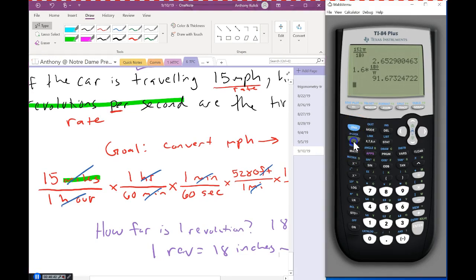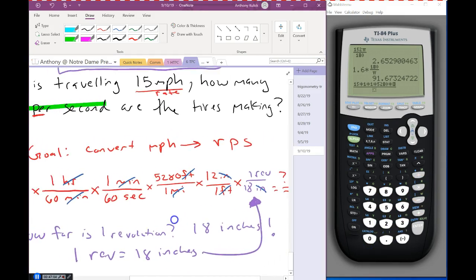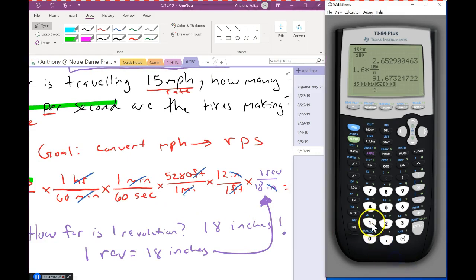Okay, so the way I'm going to do this, I'm going to press alpha y equals, select the fraction command, and write the multiplication problem for the entire numerator. So I have 15 times 1 times 1 times 5,280 times 12 times 1. Everybody okay with how I wrote the numerator there?